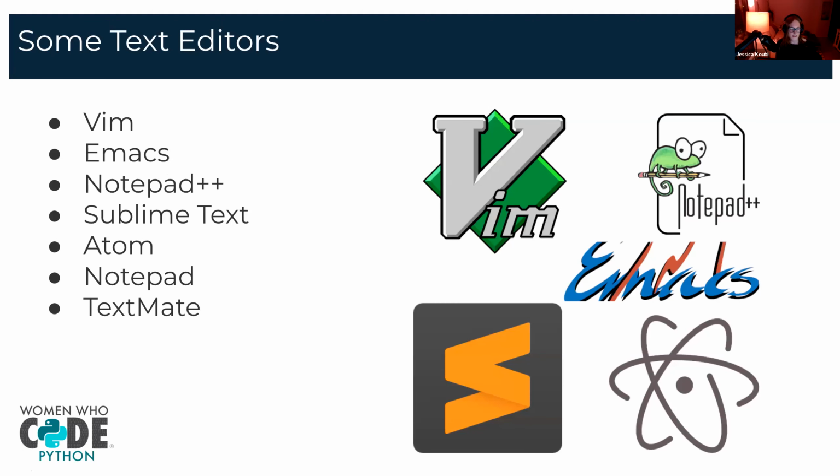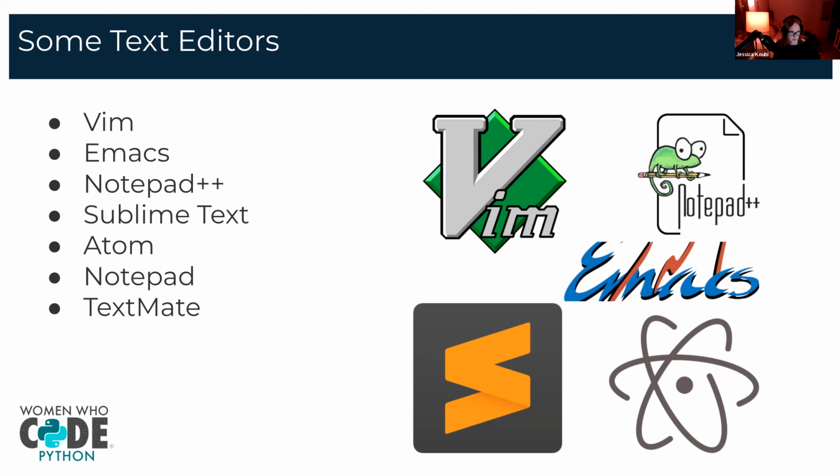So some text editors, there are a lot, but that's a kind of short list. You have Vim and Emacs, which are very old editors, very stable, very, very easily customizable, but they do have a big learning curve. However, once you know them, you can be very, very efficient and fast.